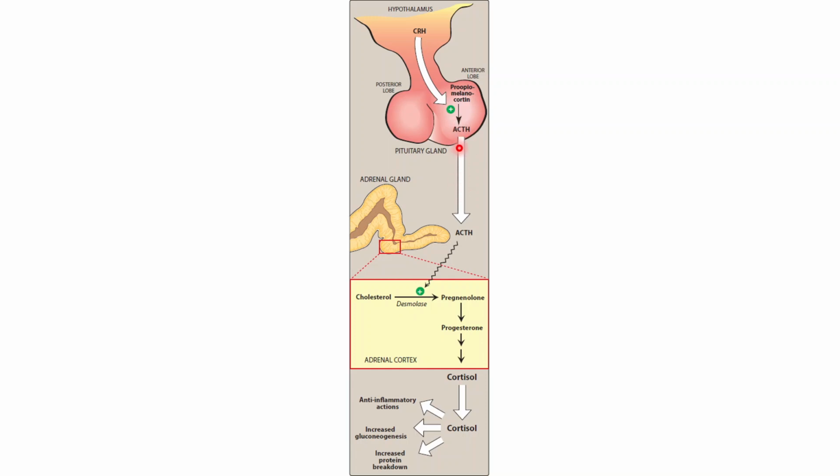So then, when released to the blood, adrenocorticotropic hormone goes to the adrenal gland and stimulates the synthesis of cortisol from cholesterol of the blood, by stimulating the desmolase enzyme that will activate the pregnenolone and progesterone. And then cortisol is synthesized in the adrenal cortex.